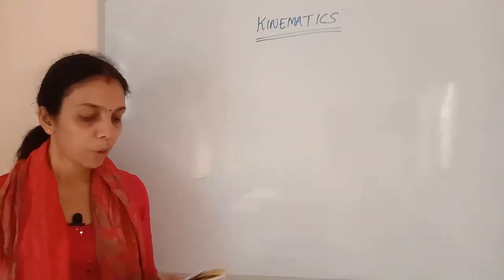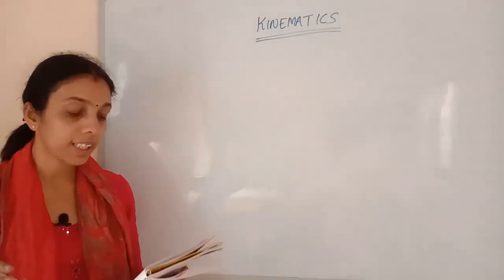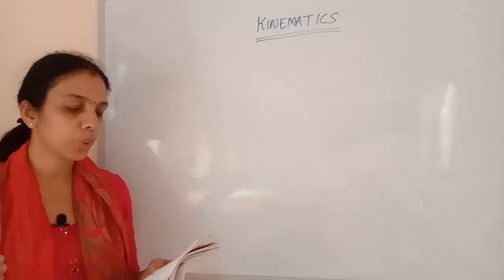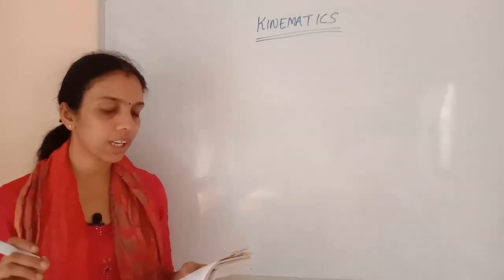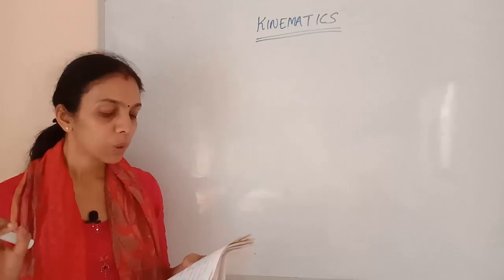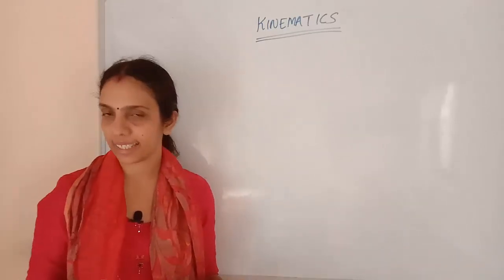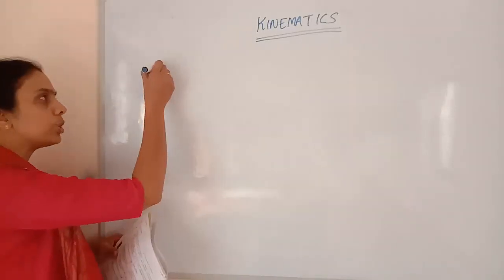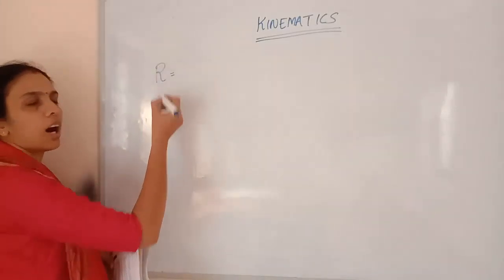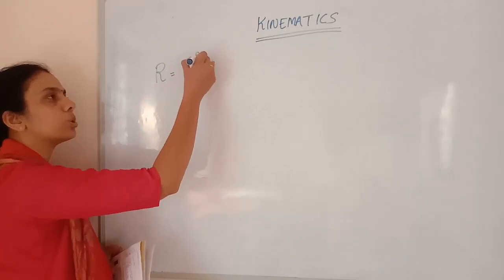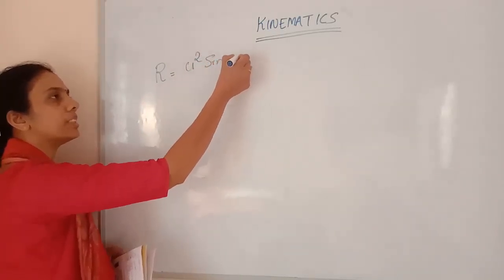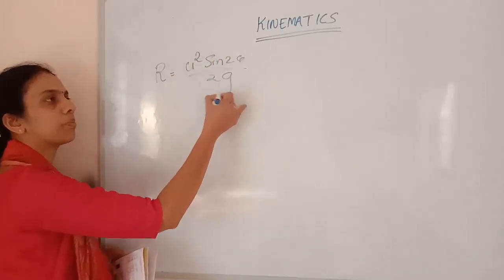Next, a projectile is a particle which is projected into air with an initial velocity, moving against gravity. What is the angle of projection for maximum horizontal range? For that you should know the formula for R. R is equal to u square sine 2 theta divided by 2g.